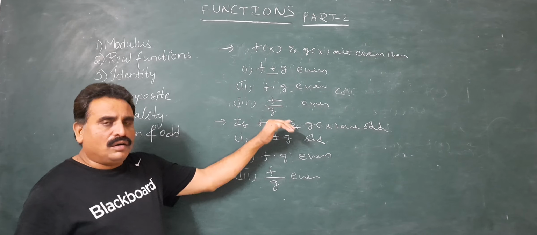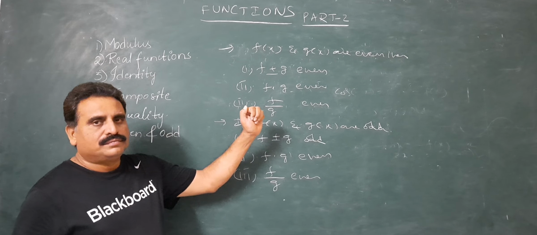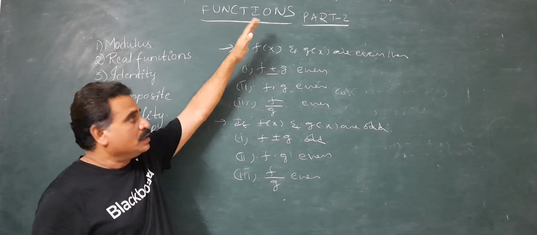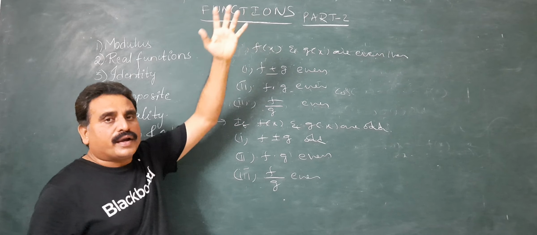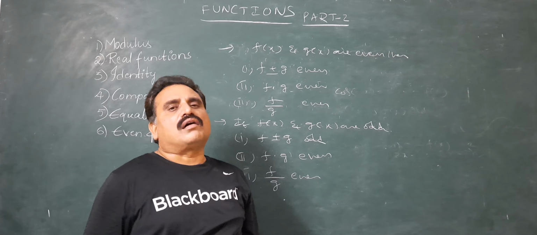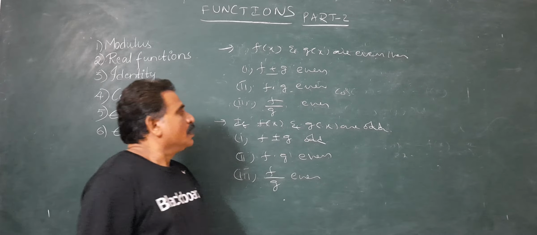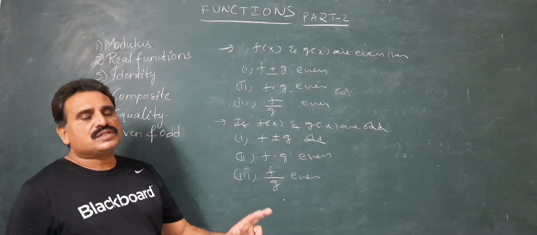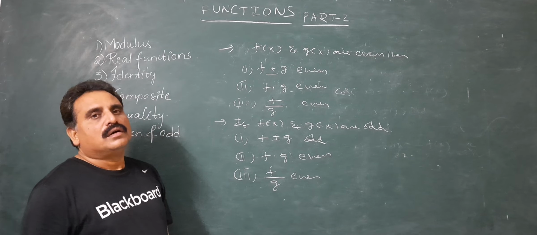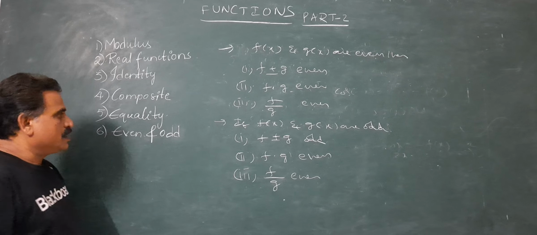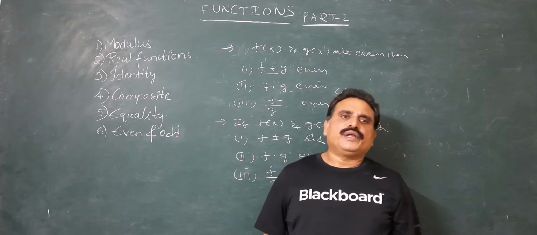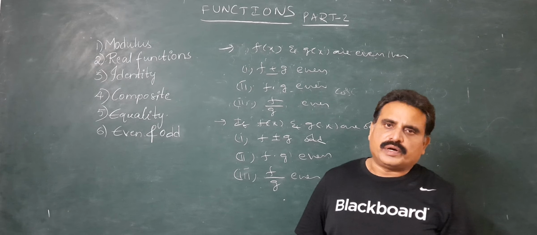Odd function and odd number are different. Even function and even number are different. The number is different, the function is different. So, whether a function is even or odd, we decide based on the definitions. Don't confuse an even function with an even number. So these are the properties of even and odd functions. My dear students, these are important for competitive exams as well as board exams. Keep these points in your mind.